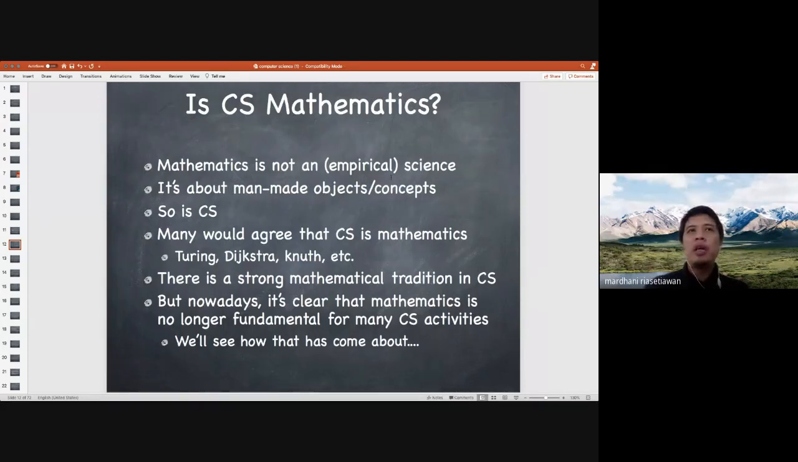Mathematics also grows based on humankind, so it's about man-made objects and concepts. If we want a new concept, of course there will be a new mathematical way. For example, now we have formalized methods, but at the same time we found that mathematics has new concepts, like the crowd concept, for example. That's why it's based on man-made objects or concepts. So it's the same with computer science, actually.